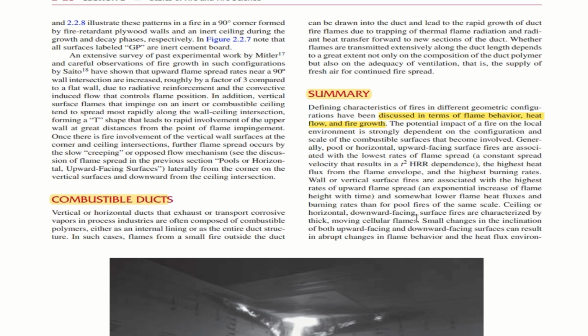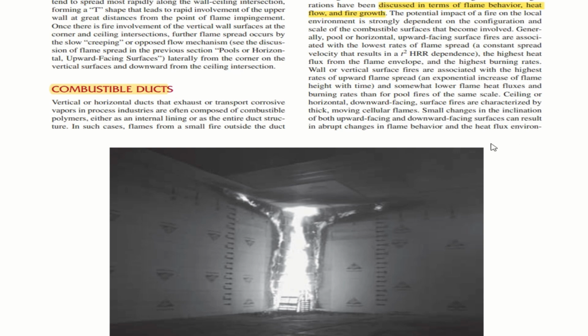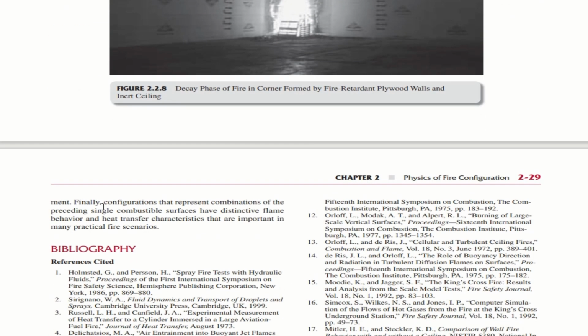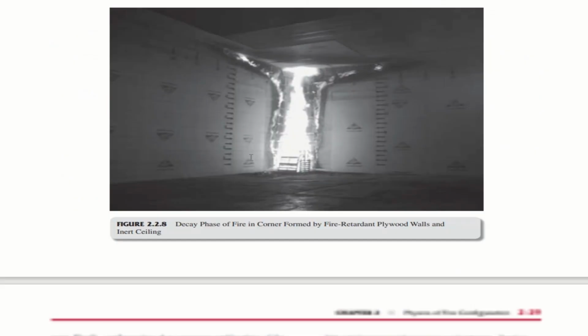Ceiling or horizontal downward facing surface fires are characterized by thick moving cellular flames. Small changes in the inclination of both upward facing and downward facing surfaces can result in abrupt changes in flame behavior and the heat flux environment. Finally, configurations that represent combinations of the preceding single combustible surfaces have distinctive flame behavior and heat transfer characteristics that are important in many practical fire scenarios. Basically, this chapter is dealing with the flame behavior and fire growth and heat flow.